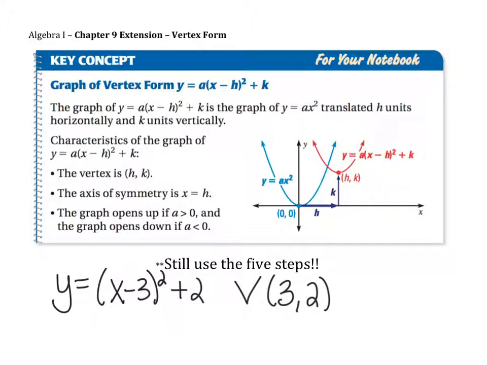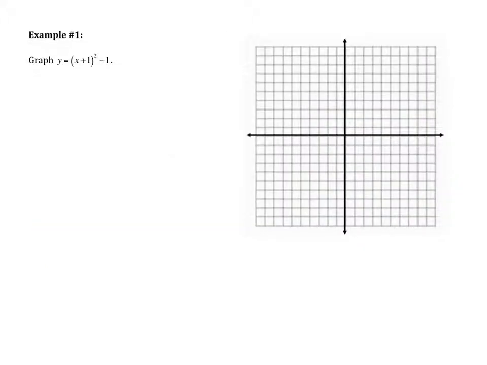And as a reminder here, we're still going to use the 5 steps in order to graph these equations in vertex form. And here's example number 1. Graph y equals (x plus 1) squared minus 1. So our first step is to decide whether it goes upward or downward. Our a value would just be a 1 here, which is positive, so it would go upward.